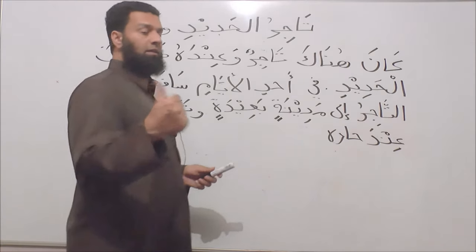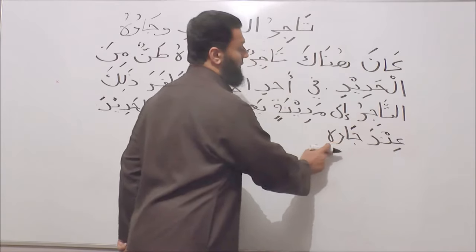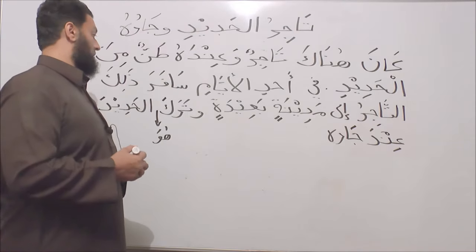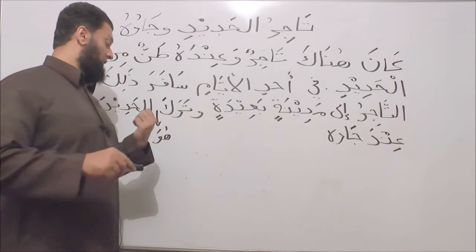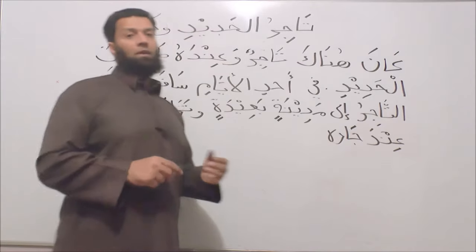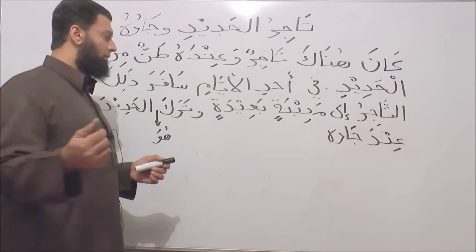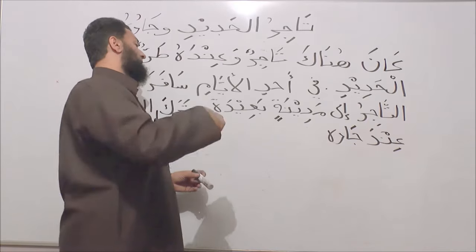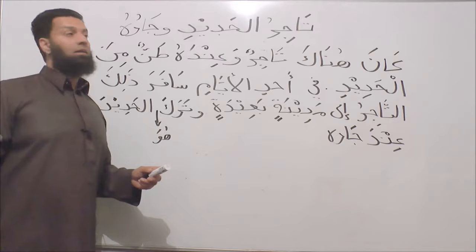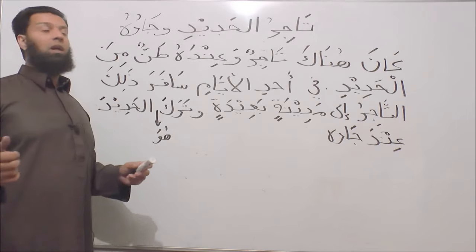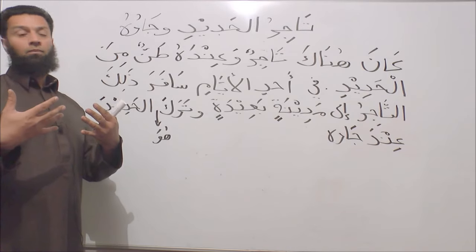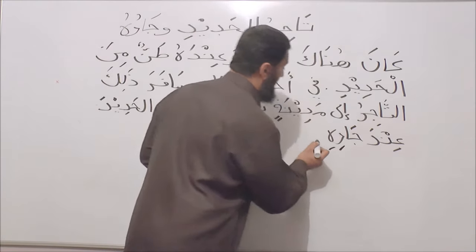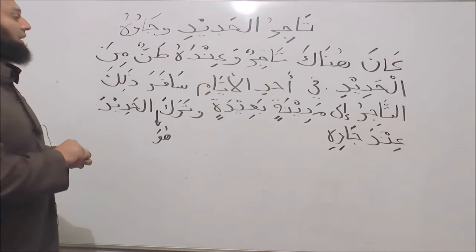Inda, with. Jar. Now do we say jaruhu, jarahu, or jarihi? What type of word is inda? It's dharf, dharful makan. So it's an ism. Whenever you have a dharful makan, what effect does it have upon the ism that follows it? It makes it majrurun. Why? Because it's an idafa construct. Inda jarihi. Wataraka al hadida inda jarihi.